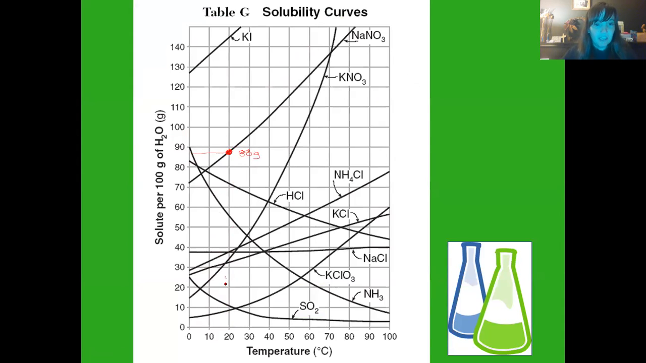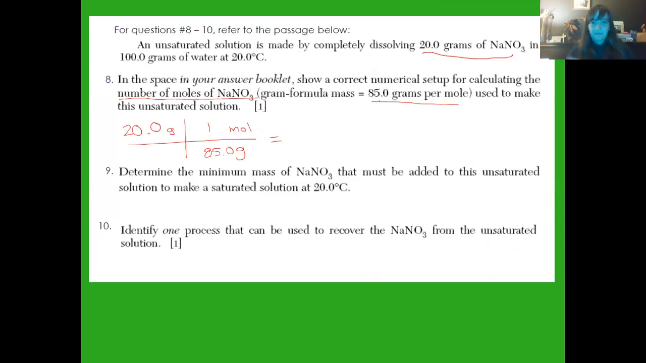Right now, we've only got 20 grams dissolved. So to make it saturated, 88 minus 20 will make up the difference here. 68 grams, approximately, based on the graph. So about 68 grams more to be added to make it saturated.